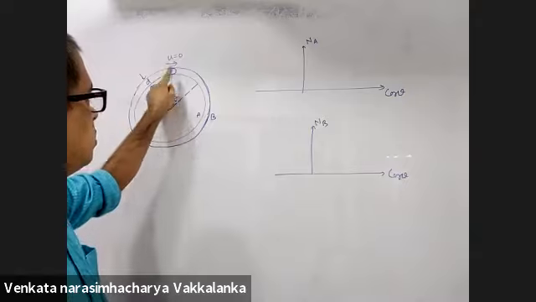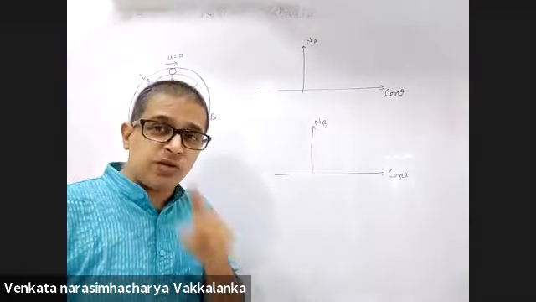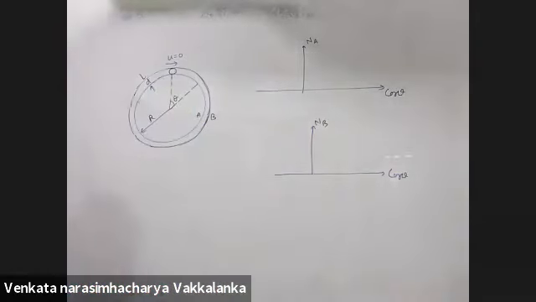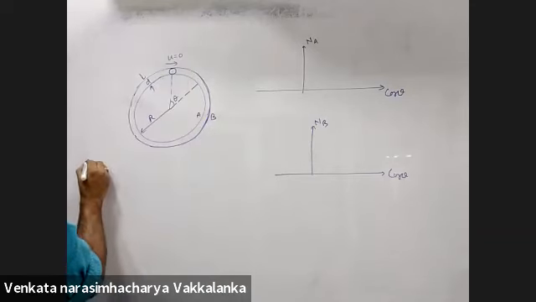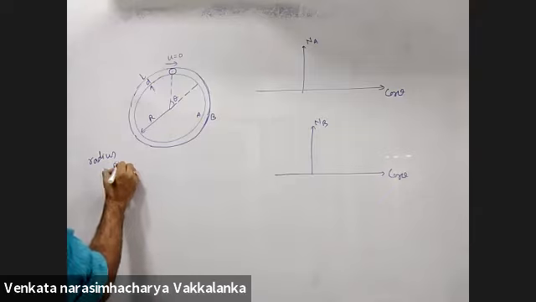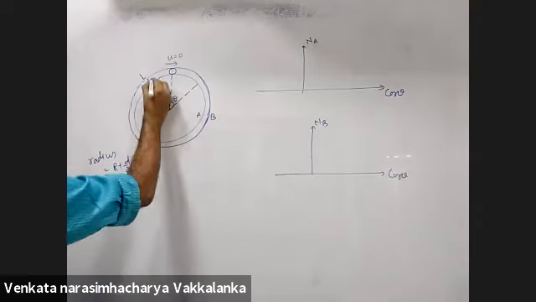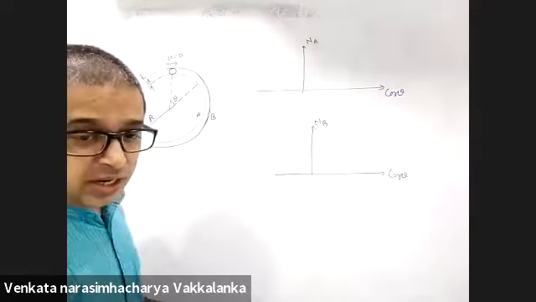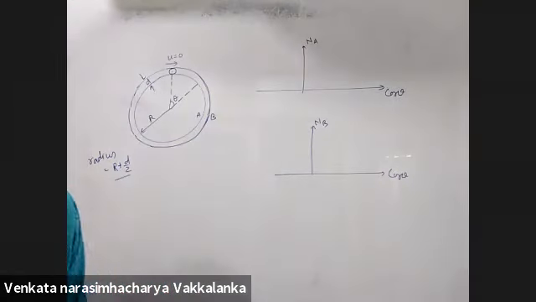The radius of the circular track is r plus d by 2. You will take the center of that particular bob. Remember that, the radius is r plus d by 2.